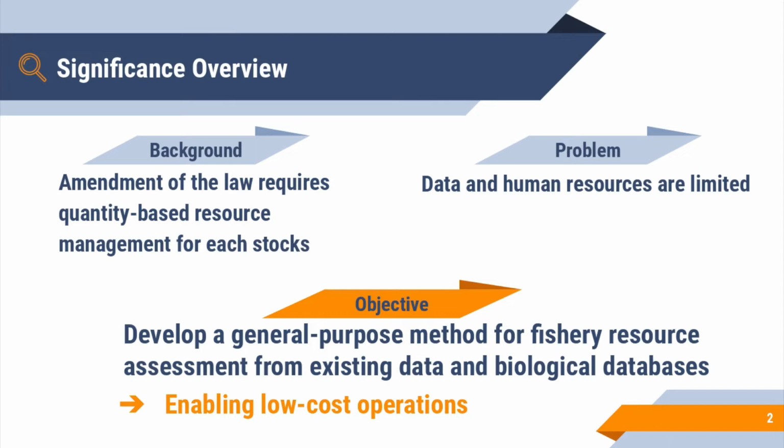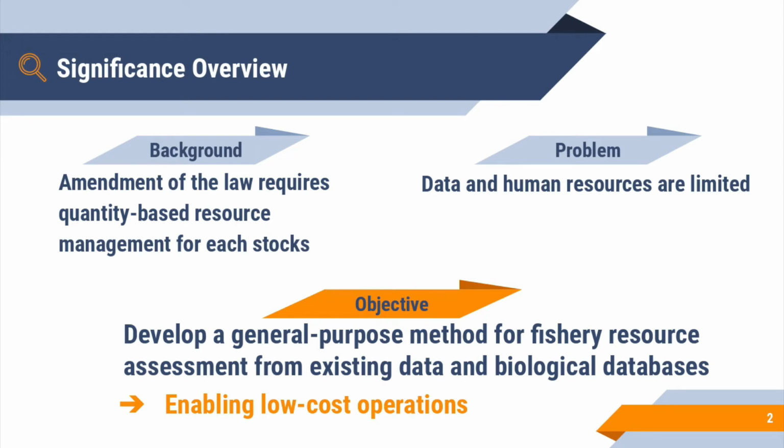The current method used by the government to estimate resources is called VPA, Virtual Population Analysis, and uses data such as age-rank scales. Such data consume time and manpower to collect, and conducting surveys of multiple species is a huge burden for researchers and fishermen. Against this background, there is a need to develop general-purpose methods for assessing resources from existing data.